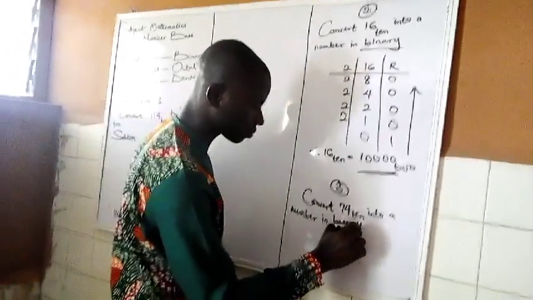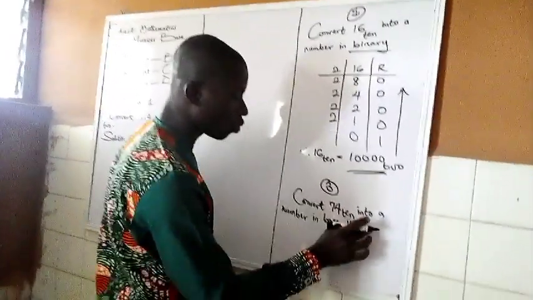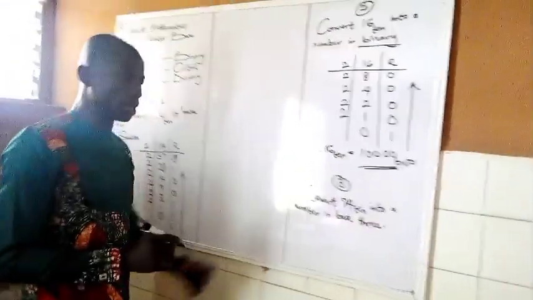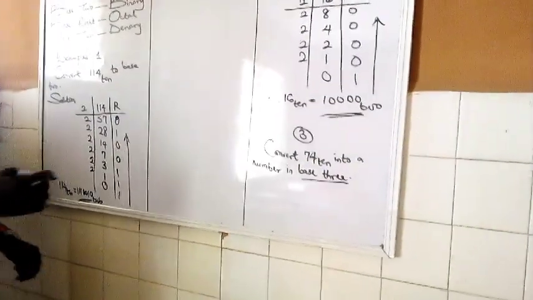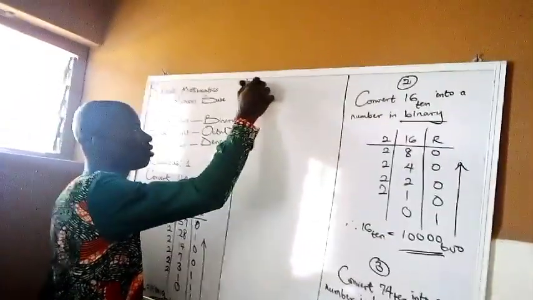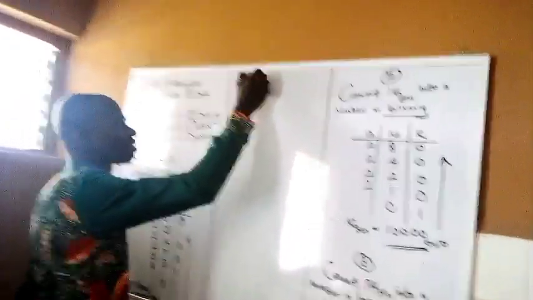Base 3. Now, when you want to convert this, please pay attention. Look at what you are converting to. That's base 3. Now, the moment you have that solution, write your solution.